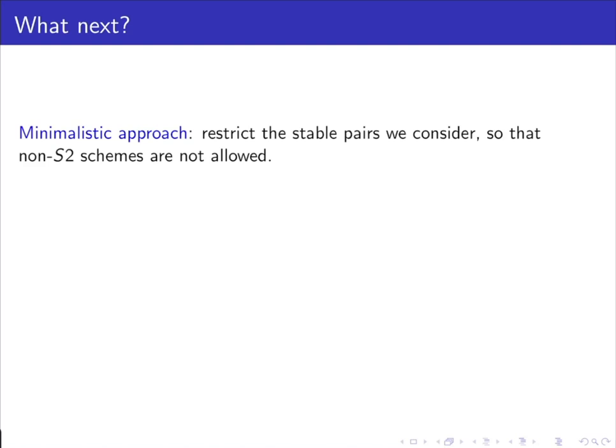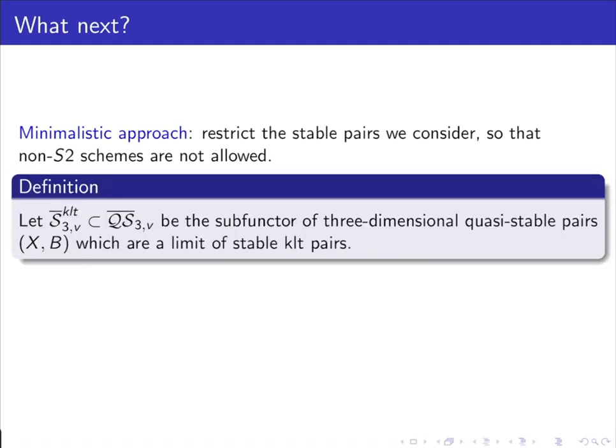There is another approach, which is sort of the dual one. Instead of enlarging your moduli functor, you can restrict it, and then hope that these very nasty schemes do not show up. So a question that I think is natural and interesting in this case is the following: define S-bar KLT 3 inside the functor of quasi-stable pairs to be the subfunctor of three-dimensional quasi-stable pairs (X,B) which are limits of stable KLT pairs. So they admit sort of a smoothing, although it's not really a smoothing. I mean, you can deform them to a KLT pair.